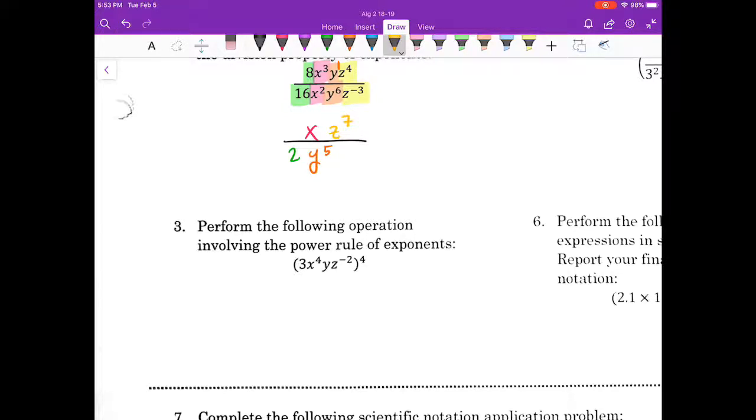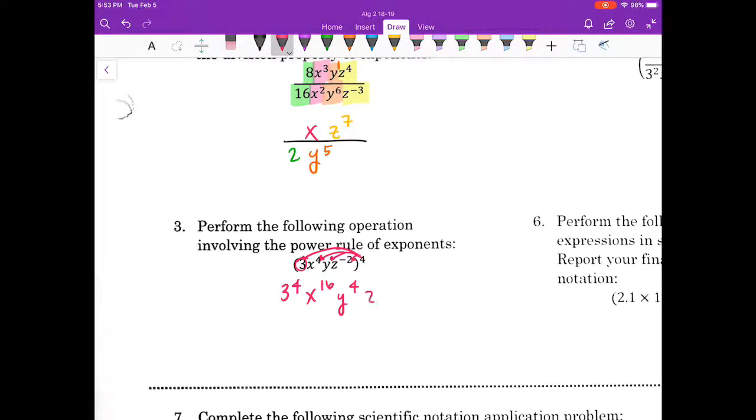Number 3, perform the following operation using the power rule of exponents. Well, that says that we use quote-unquote distribution. So don't forget to take your coefficient to that power as well. A lot of times that's the easiest thing to forget. And then we take it to every single term. So we have 3 to the fourth, and x to the, so this is our power of a power property, which says that we multiply. So we have x to the 16th.